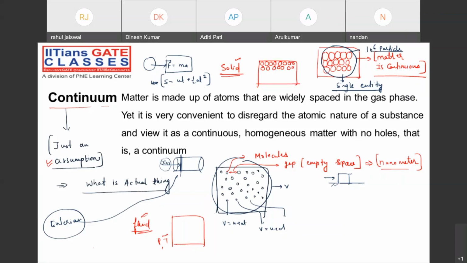Basically, for the development of this concept of continuum to be valid, we define one number. That number we call the Knudsen number. Just note down the Knudsen number. It is defined as lambda by L.